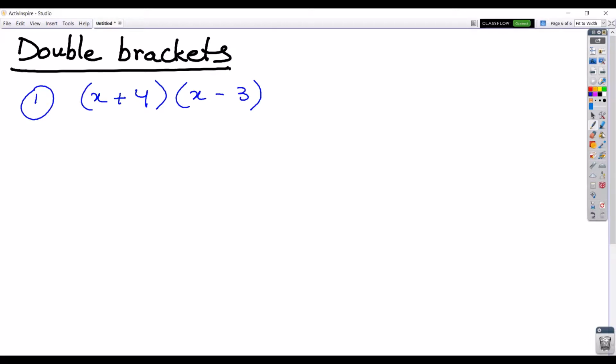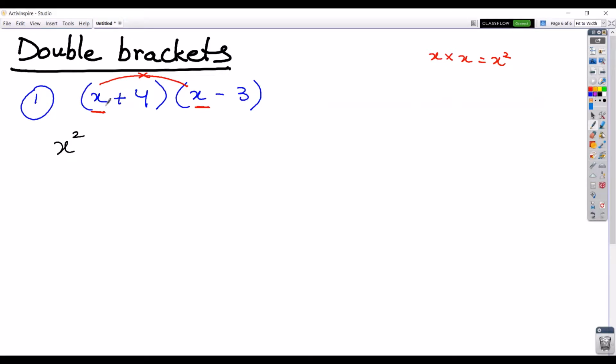So the process of multiplying the two brackets is you multiply the first term with the first term. So the first term in the first bracket and the first term in the second bracket, we're going to multiply them together. x times x is x squared. So simply when we multiply x with x, we'll get x squared. Now we'll be doing the first term multiplied with the second term of the second bracket.